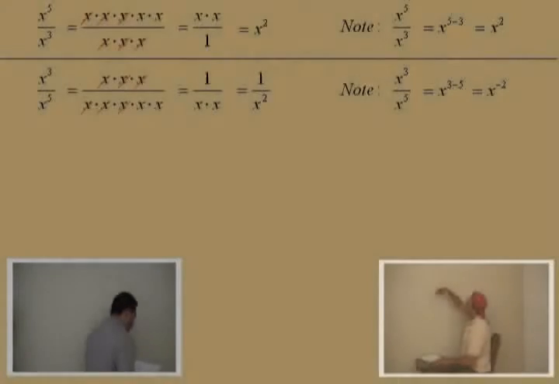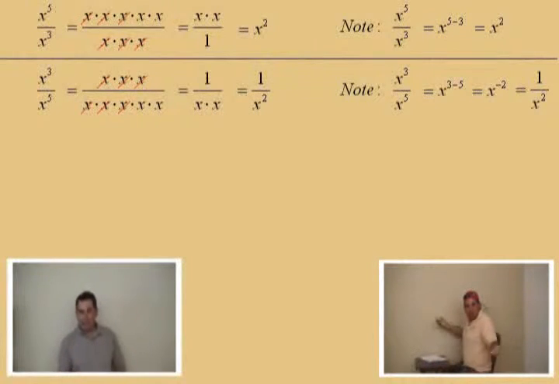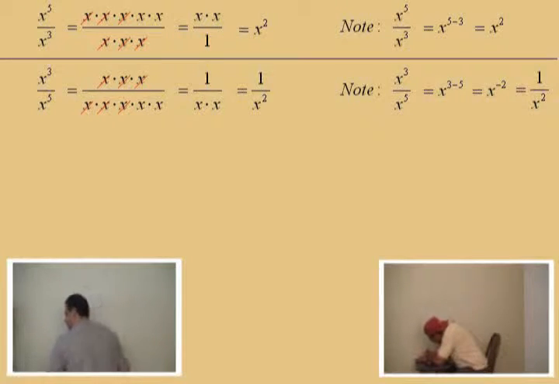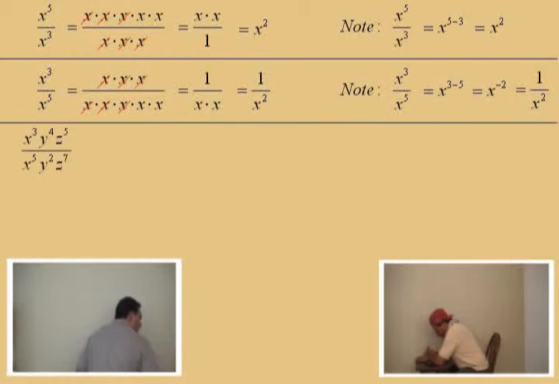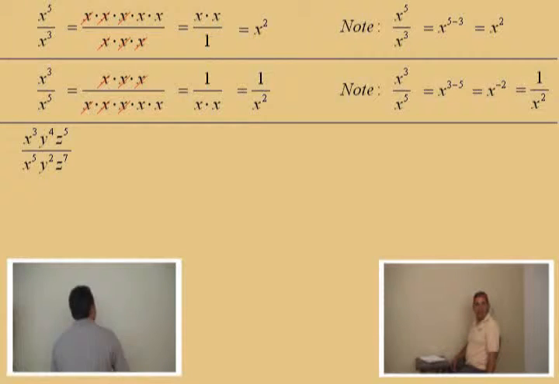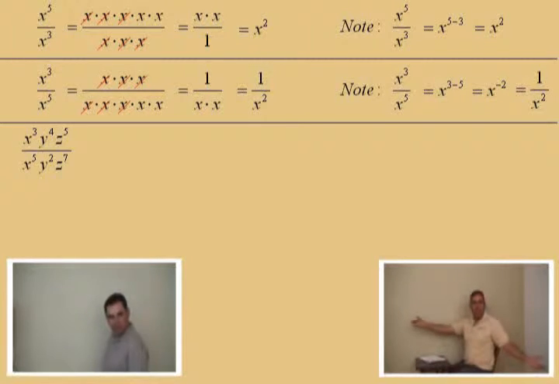What, Charlie? 1 over x squared? 1 over x squared. There you go. Okay? So let's step it up a bit. Here we go, Charlie. Now don't get scared. I like to refer to this as my attitude adjustment problem. Anyway, let's go on here.